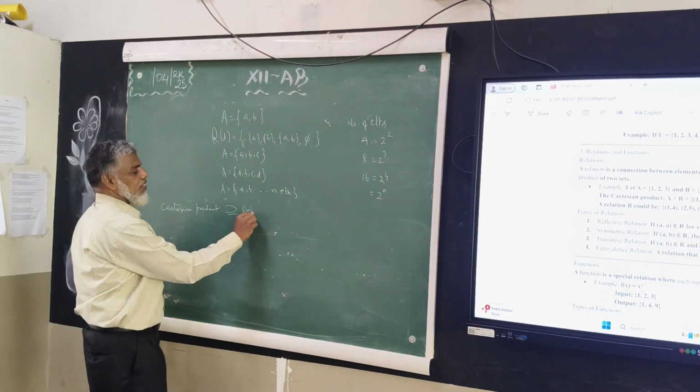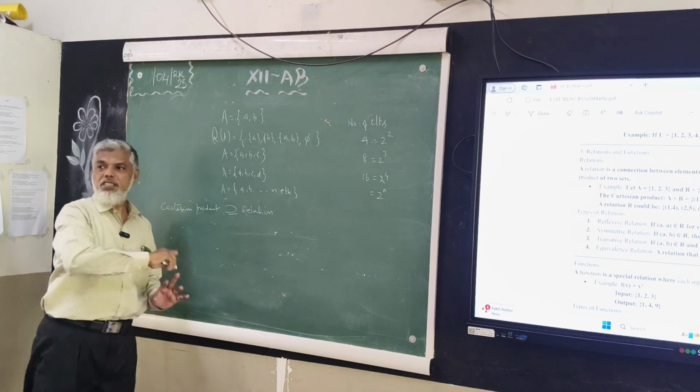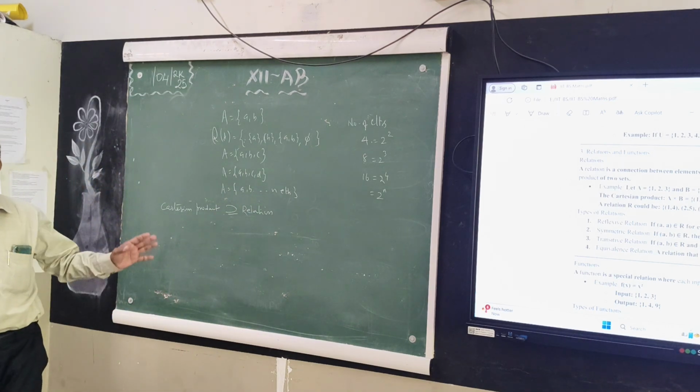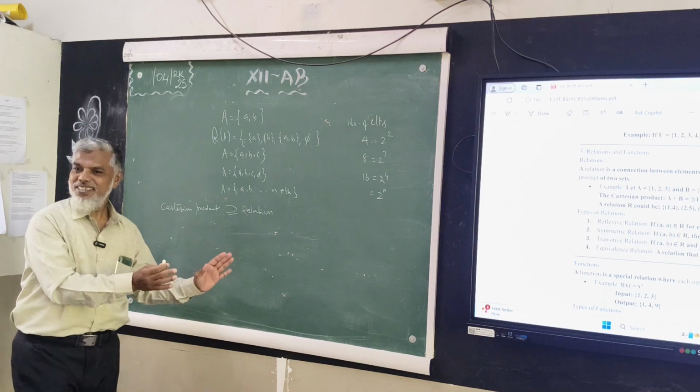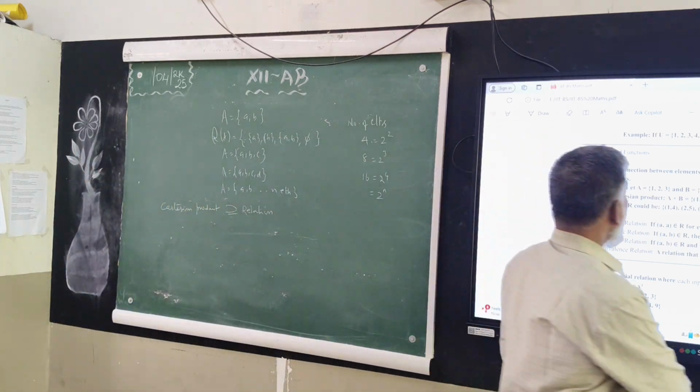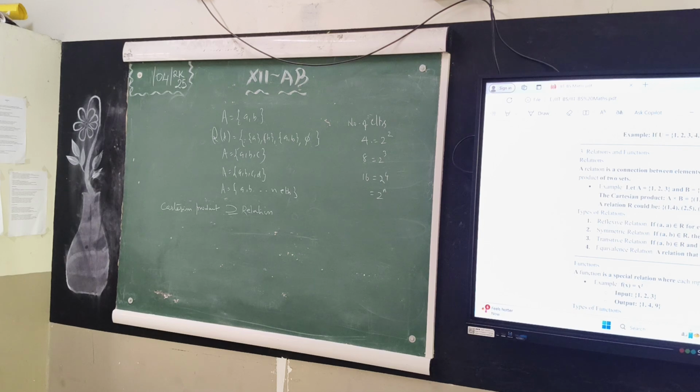So I am writing it in reverse: the relation is a subset of the Cartesian product. Here, how many elements? 1, 2, 3, 4, 5, 6 elements, because 3 into 2 is 6 elements. Here, a relation may be, say, (1, 4), (2, 5), (3, 4). It is a relation; a relation is a subset. Instead of taking (1, 4), I can take (1, 5) also. So any subset of the Cartesian product can be a relation.